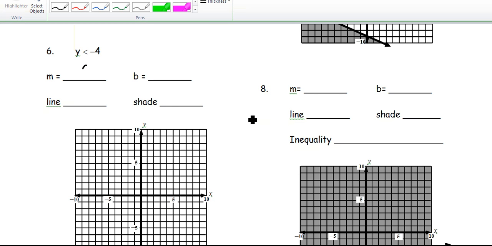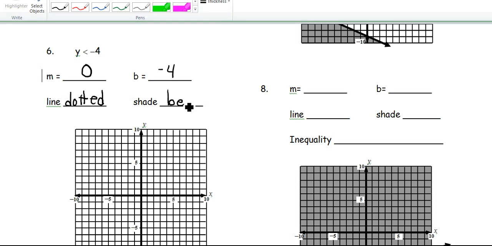Number 6, there is no slope, so our slope is 0. When you do not see an x, you have a y but no x. The slope is 0. The y-intercept is -4. Now, this is less than, but it does not have the equal sign, so it's going to be dotted. And less than means shade below.